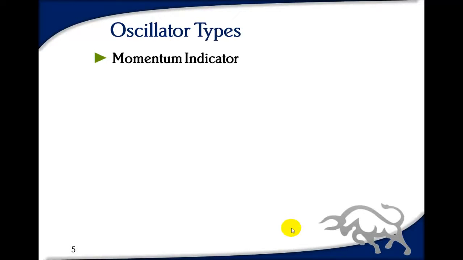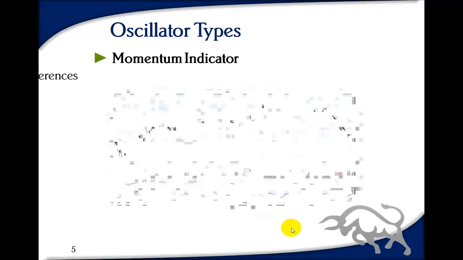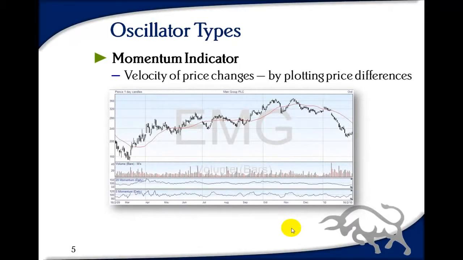The first oscillator we're looking at is a simple momentum indicator, as it's called, that measures the velocity of price change, how fast the price is changing, just by plotting the price differences between the current price and the price from a few days ago. Here's one graph. I've got a 20-day momentum indicator and a 5-day momentum indicator. So one of them is plotting the difference between the current day and 20 days ago, and the other is plotting the difference between the current day and 5 days ago.